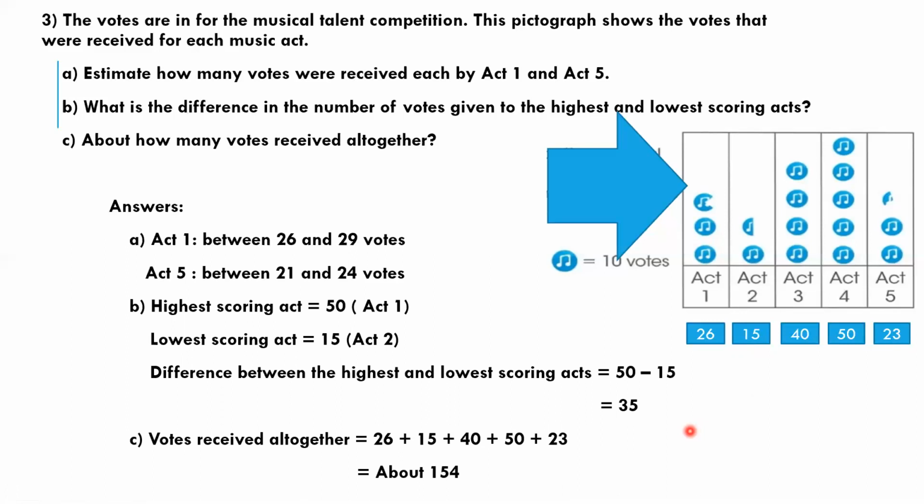Why I said about 154 means, see here, we estimated only. This is not actually 26. This is not actually 23. So we can't say it as 154. We can only say it as about 154 because here in two cases, that is for Act 1 and Act 5, we did our estimate work. That's why I have written here as about 154. So is this clear?